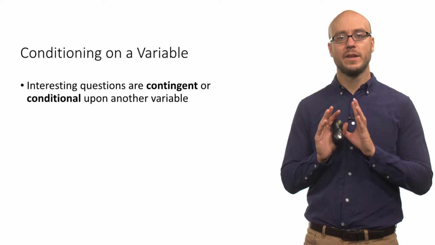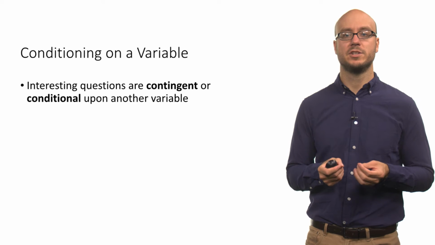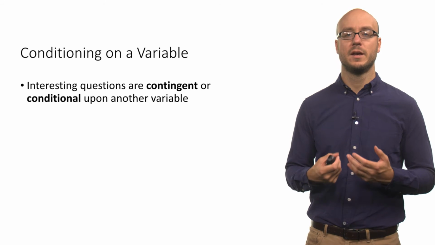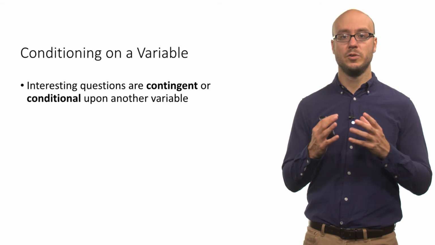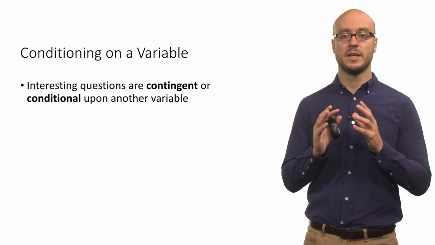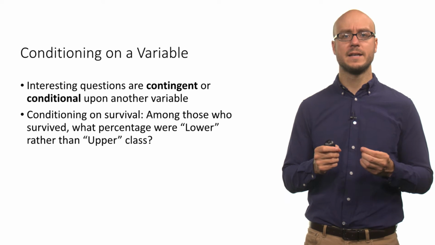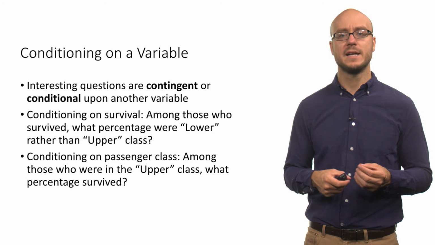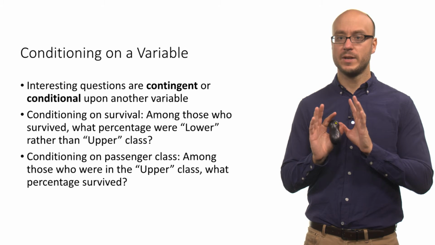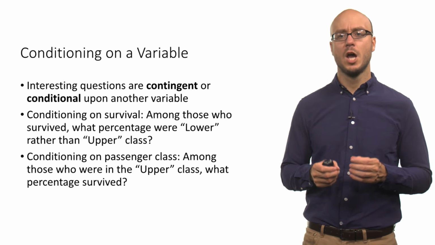So the key point here is that often the questions you want to ask and answer from a contingency table involve conditioning. And this is why a contingency table is called a contingency table, because often you want to say things that are contingent upon the values of another variable. For example, a question we might ask is, among those who survived, what percentage were in the lower rather than upper class? In a similar but distinctly different way, we might condition on passenger class: among those who were in the upper class, what percentage survived?